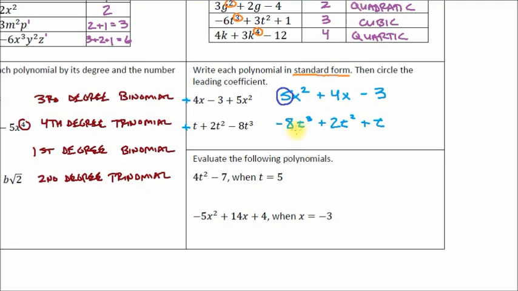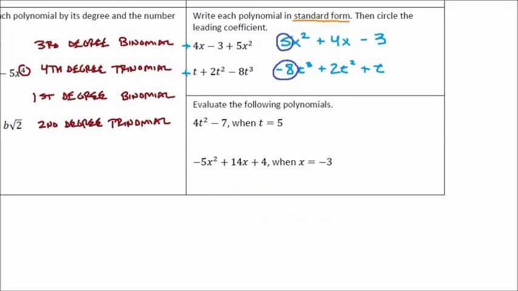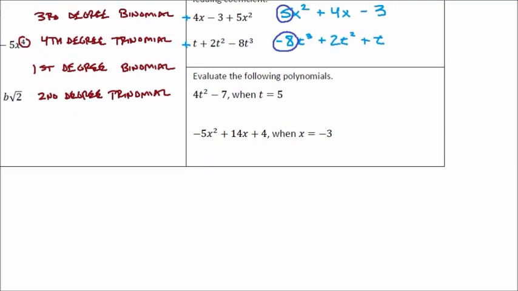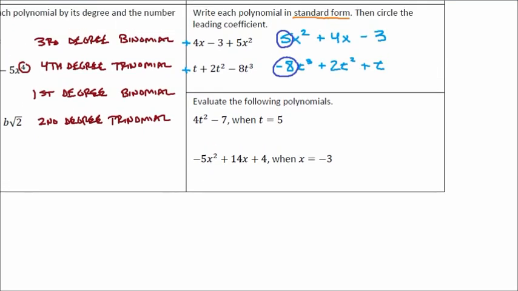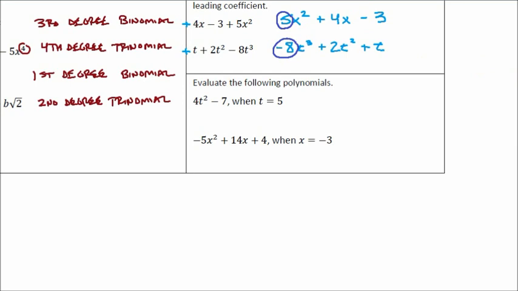Okay, so now that we're in standard form, let's go ahead and circle the leading coefficient, which in this case is negative 8. And then the last part of this page, evaluate the following polynomials. So we just want to review what the word evaluate means. We've done this already. It just means take the value of the variable that you're given and plug it in to the expression or equation and solve that particular expression or equation.